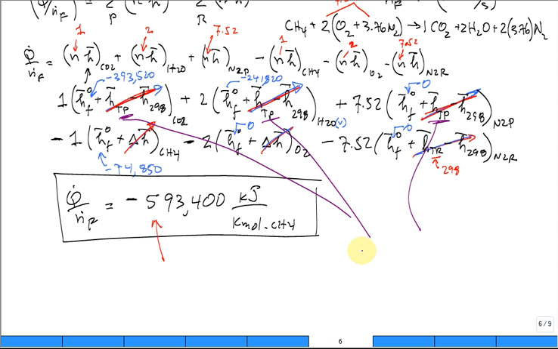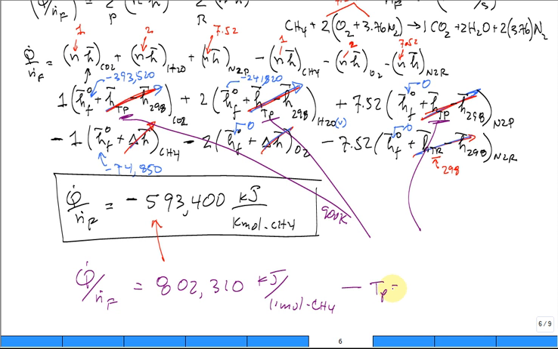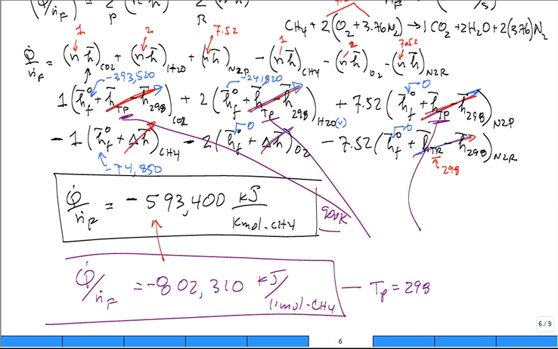All right? And when you do that, in the interest of time, I'll just give you the answer that I don't have written down. Sorry. I didn't write it down. Or maybe this is the answer for the 900. Oh yeah, that's right. 802,310 kilojoules per kilomole CH4. This was for the temperature of the products to be 298. This is the temperature of the products to be 900. Sorry about that. So it's negative 800 versus negative 593,000. I'm going to go ahead and stop.